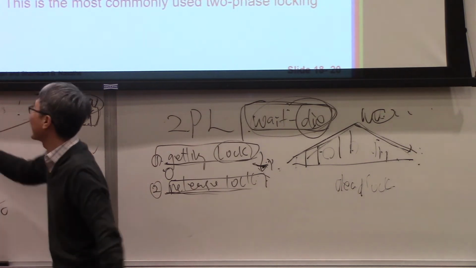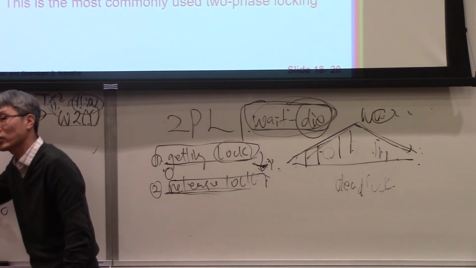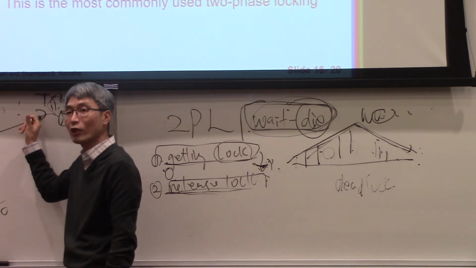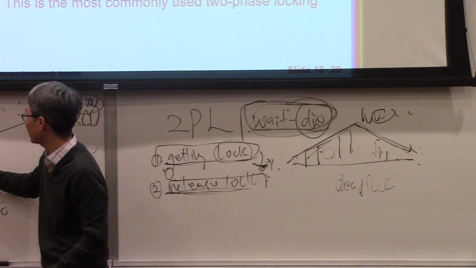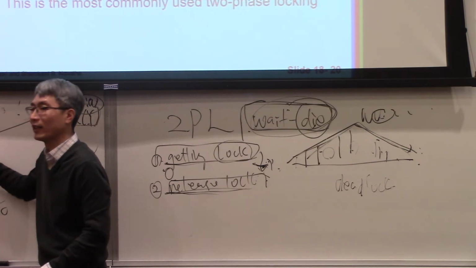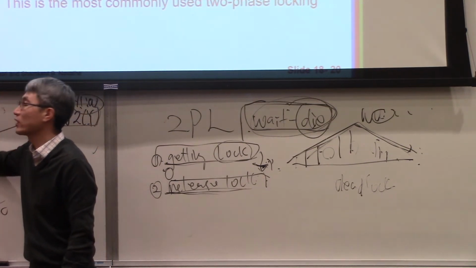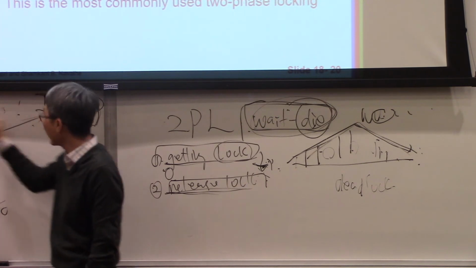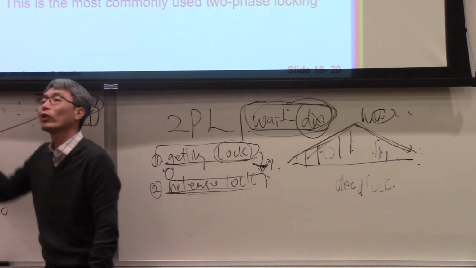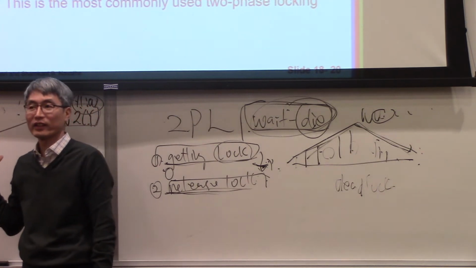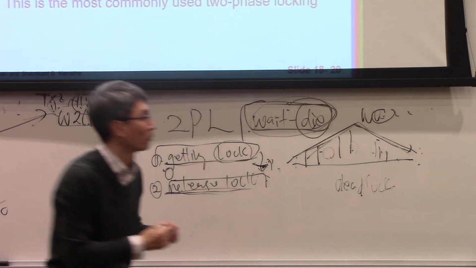So if the transaction that caused the conflict situation is older than this, then wait. This one waits. Otherwise, for example, if this is young, then one of them should be killed. The younger will die. Okay? That's the idea. We will see the example later.